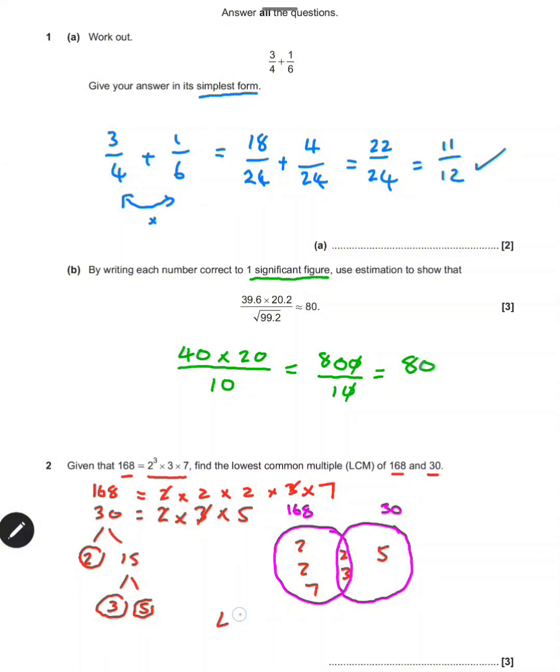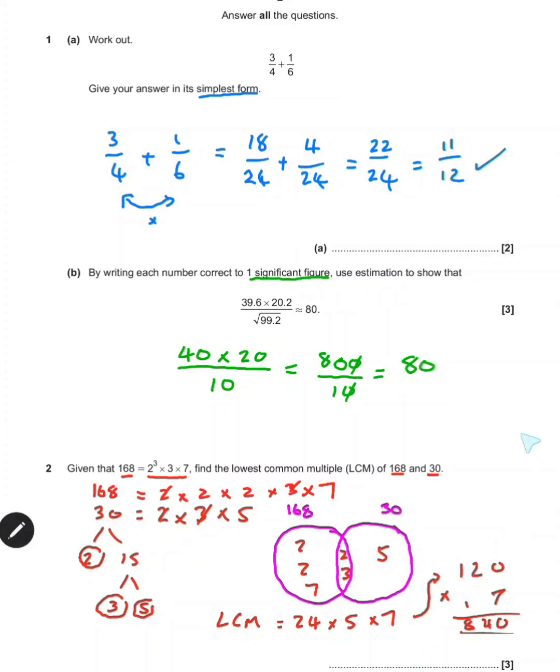And for lowest common multiple, I need to multiply all of this together. So 2 twos are 4. Times 2 again is 8. 8 times 3 is 24. So I need to do 24 times 5 times 7. But this would be the same as 120 multiplied by 7. 7 twos are 14. 7 ones are 7. The answer is 840.